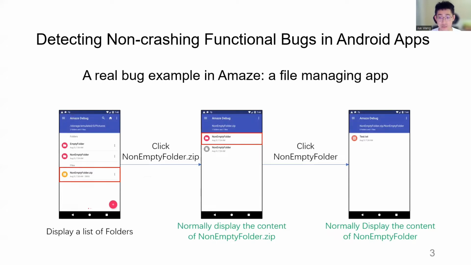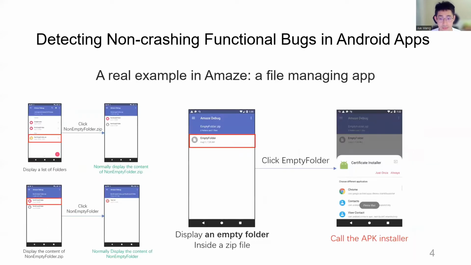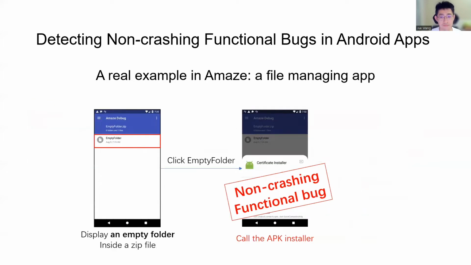In most situations, the GUI layout of Amaze looks like this, displaying a list of folders or files. When clicking one of the folders or zip files, Amaze will display its content correctly. However, if the user clicks an empty folder inside the zip file to view its empty content, Amaze incorrectly identifies the empty folder as an APK, i.e. an Android installation file, and calls the APK installer to install that folder. This is clearly a non-crashing functional bug.